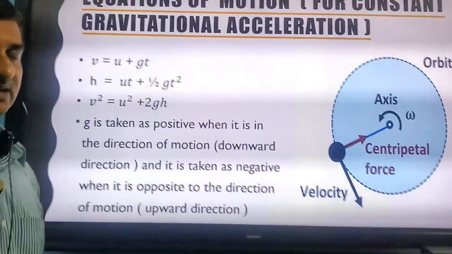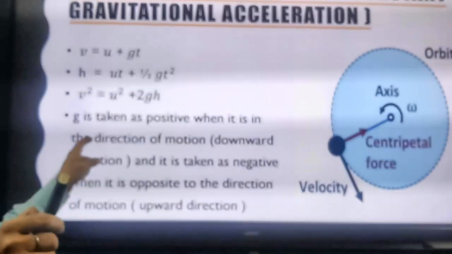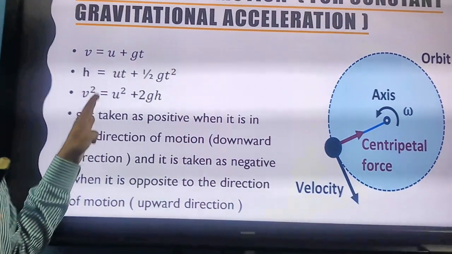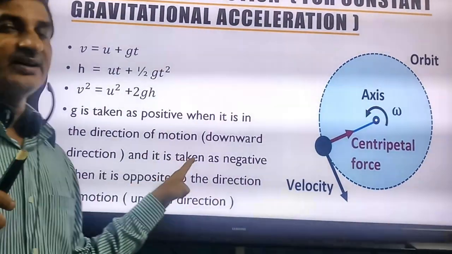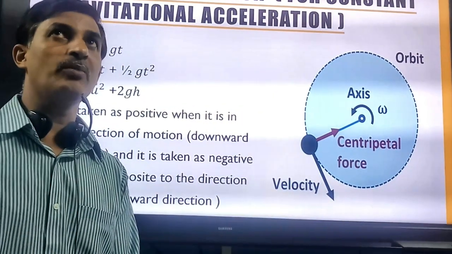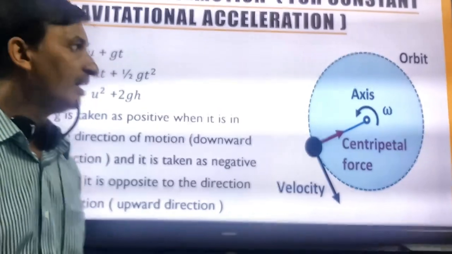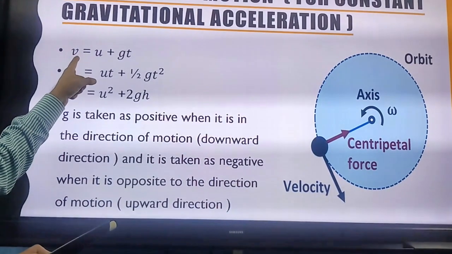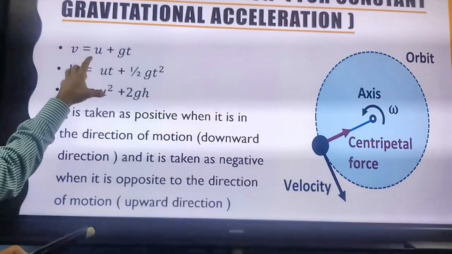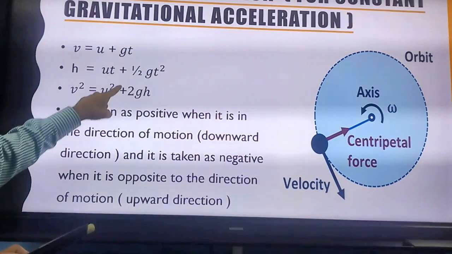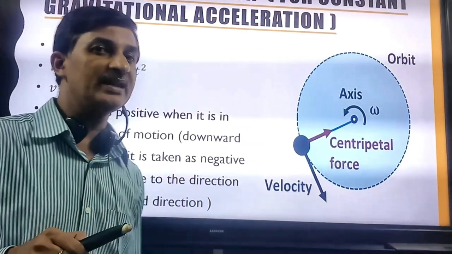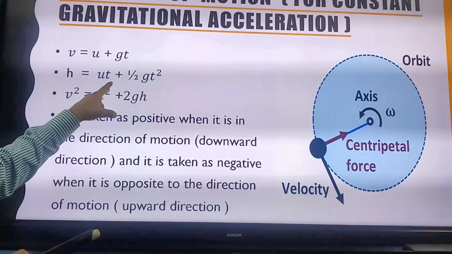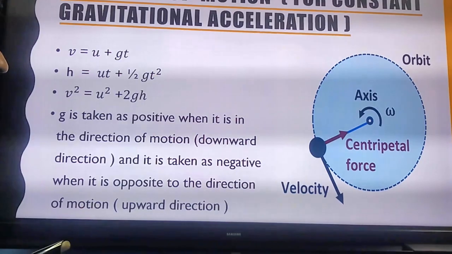g is considered as positive if the body is falling vertically downward under the effect of gravity, and g is considered as negative if we throw a body vertically up. If we write these three equations for a falling body, then we have to take a plus sign here, and if the body is thrown vertically up, then in place of the plus sign we have to use a minus sign.